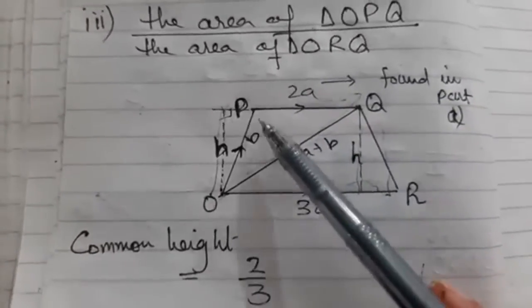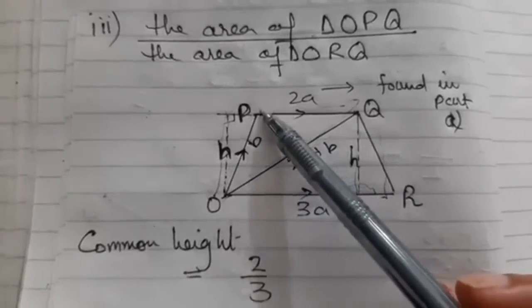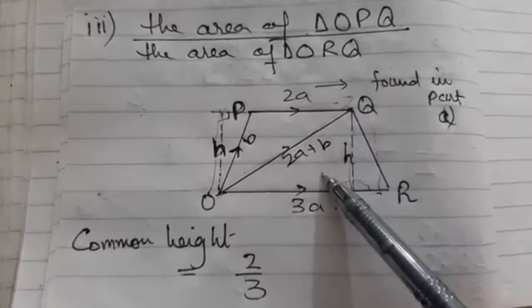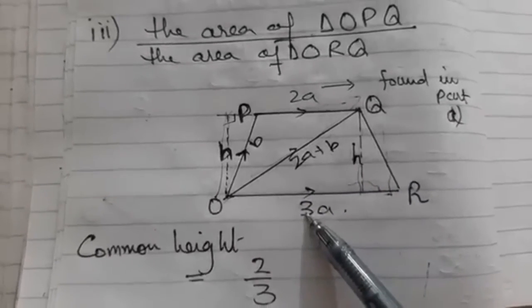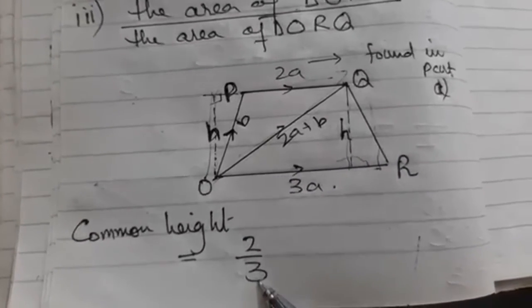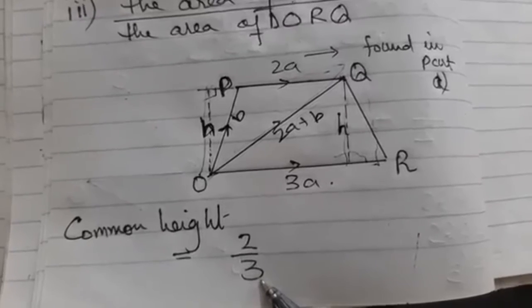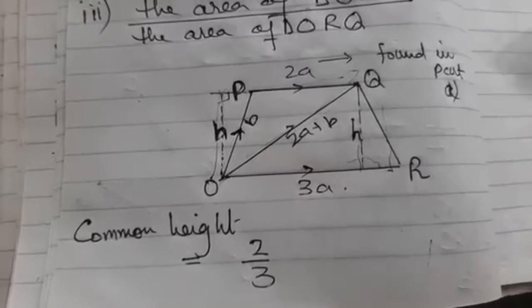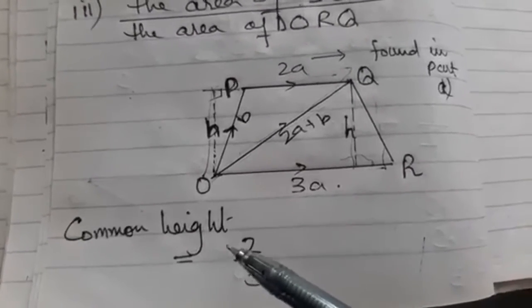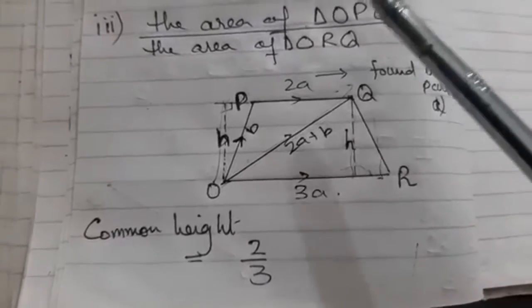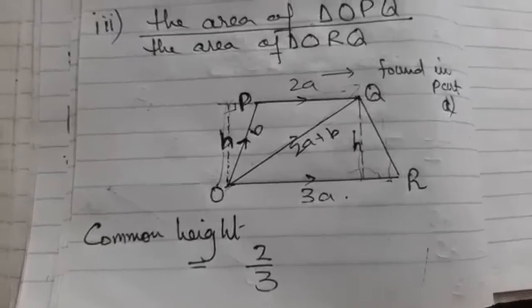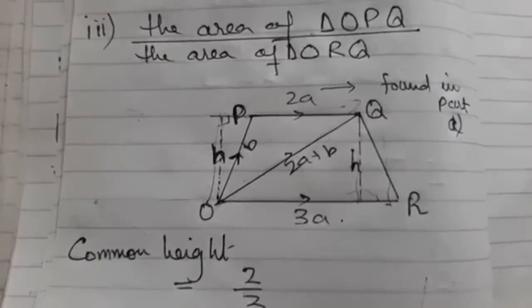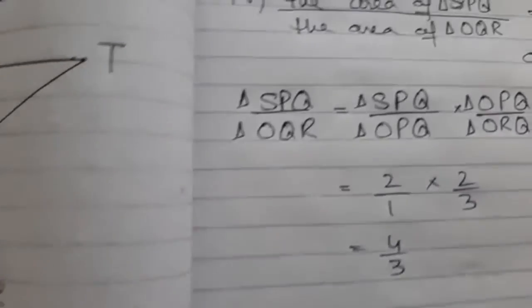So if you write the formula, it will be half into height into 2A, and this will be half into height into OR, which is 3A. So basically the bases are 2 and 3 because A is just a vector, so we will not consider it. So the numerical value of the ratio of the area of OPQ and ORQ will be 2 over 3. I hope it is clear. So now let's see the last part.